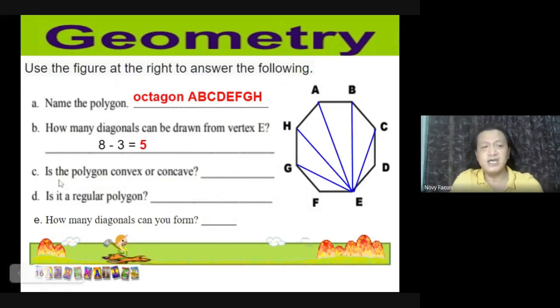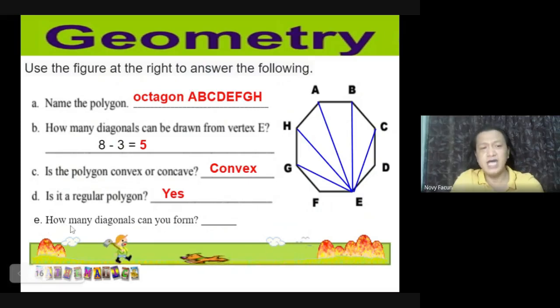And for letter C, is the polygon convex or concave? So that is convex because according to the definition, di ba? Kailangan all diagonals are inside, and all the interior angles are less than 180 degrees. For letter D, is it a regular polygon? Yes. Okay, di ba? Sabi sa regular polygon, both equilateral and equiangular. Same measure ang angle tsaka yung sides. Since this is octagon, take note of that.